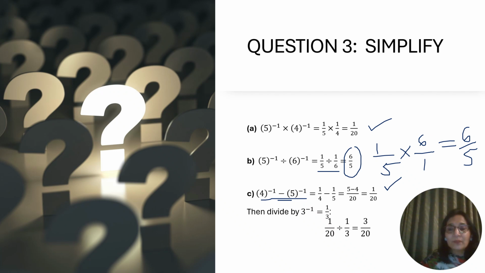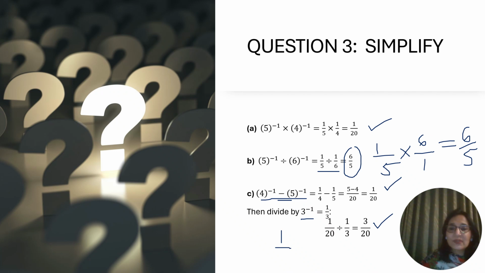1 upon 3. So from where did we get this 1 upon 3? Again the same thing. So 3 to the power minus 1, you reciprocate. And 1 upon 20 divided by 1 upon 3. So how did you get this 3 upon 20? It's just the same as we have done in question number B.